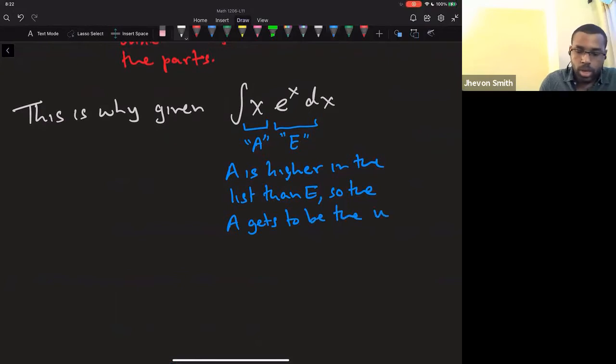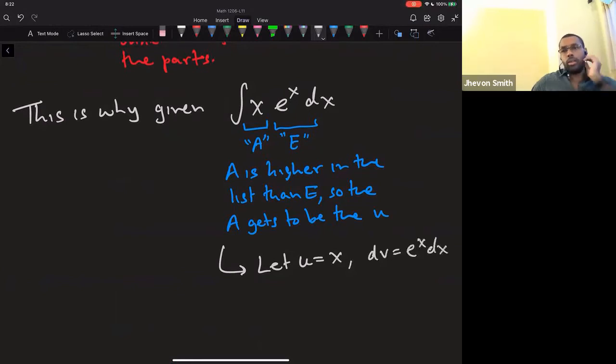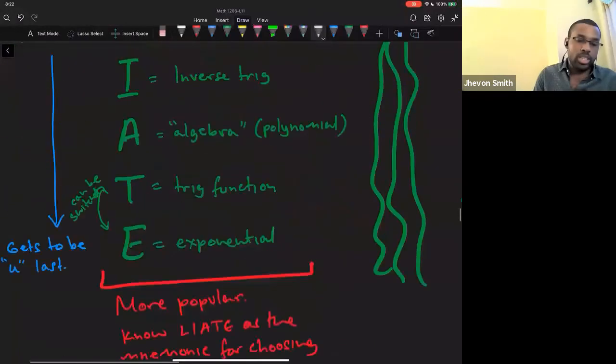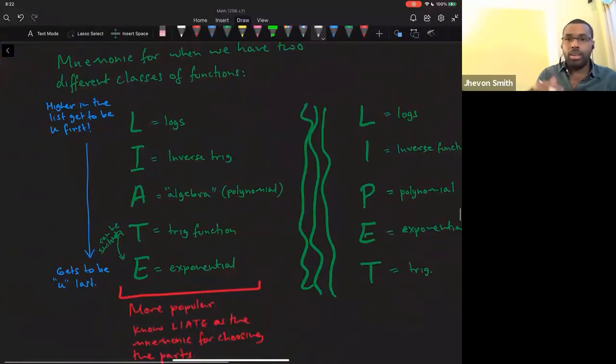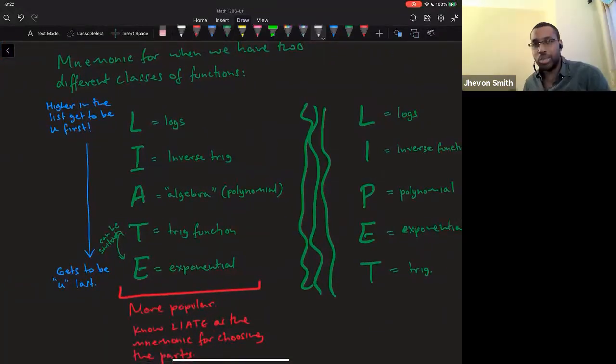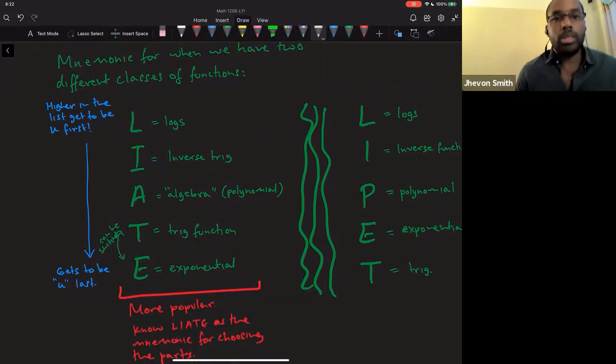And that's where we come down and we're like, okay, let U equal x and dV equal e to the x dx, right? Because according to Liate, the A would come before the E, therefore the A is going to be my U. And this is really just a mnemonic. People tried a bunch of different combinations when these guys show up together, and this was found to be the best way to tackle it when several types of functions are attached together.